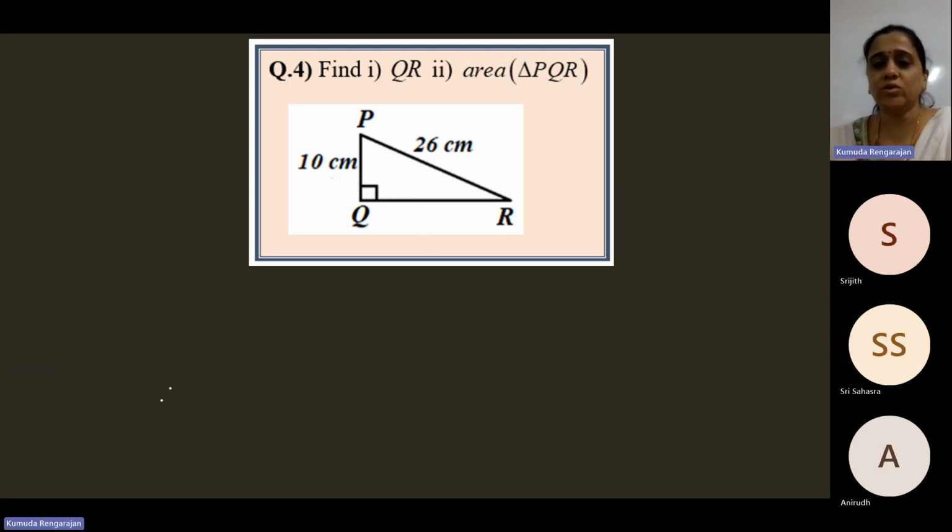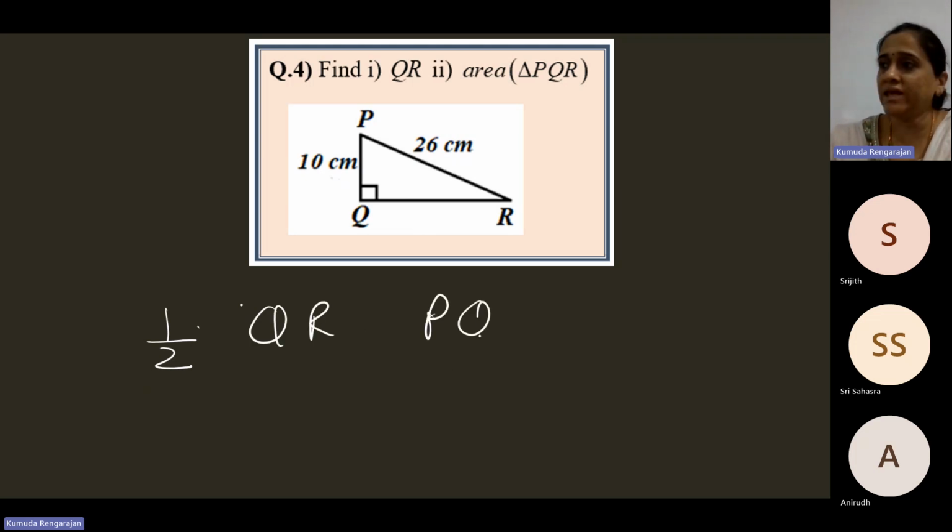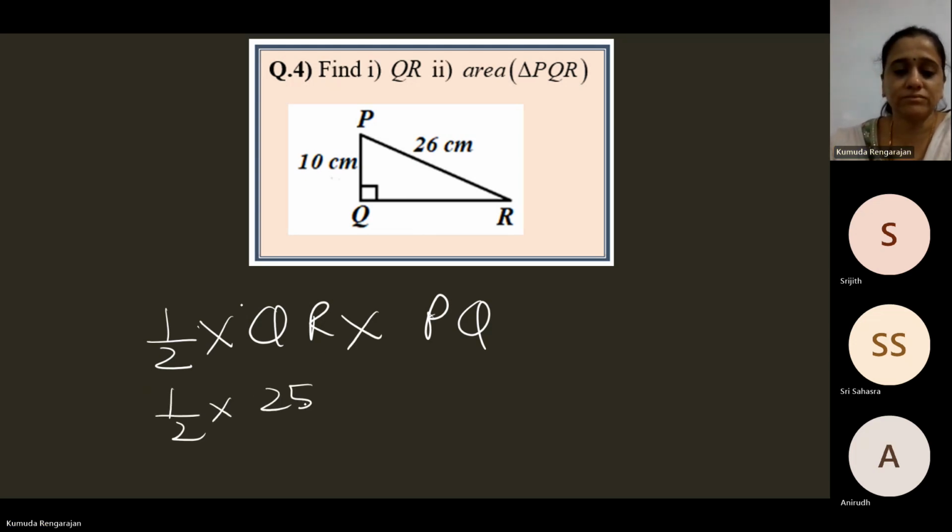So now you found QR, right? How do you find the area of the triangle? Half product of legs, or half base into height. Which are the legs? QR and PQ. The legs are QR and PQ. Half into the product of the legs. Area of the triangle is 125 centimeters square.